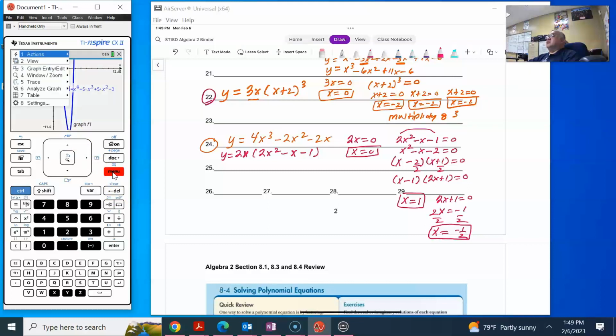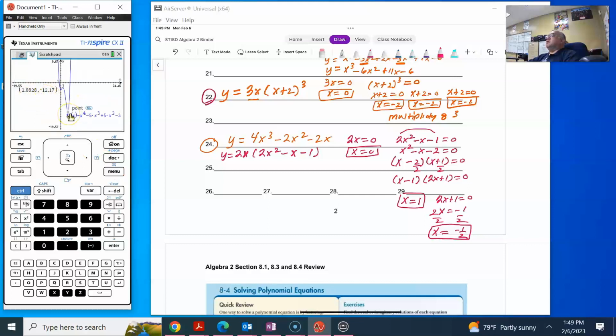Let's see if they let you get your analyze graph minimum. So there's our minimum that occurs at 2.8 comma right there. They have that point right there. So I'm going to write that down. Minimum 2.8 comma negative 12.17.